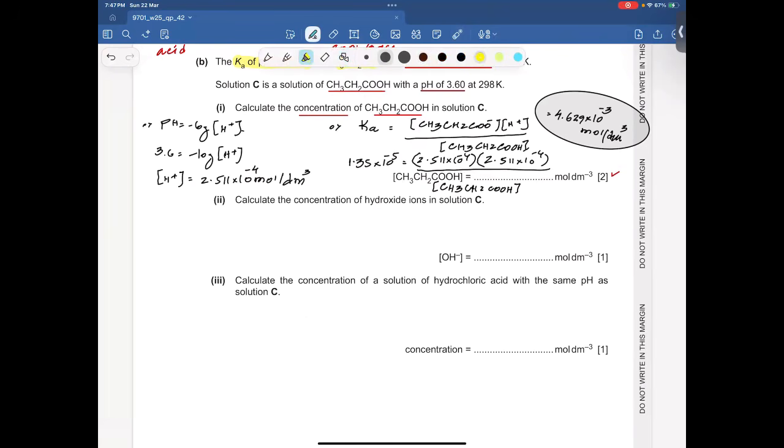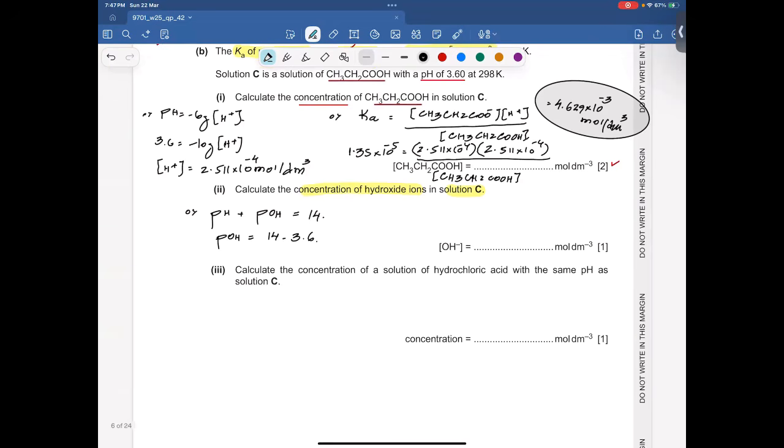Calculate the concentration of hydroxide ion in solution C. In order to get the concentration, first I need to find the value of pOH. For that, I'm going to use this expression: pH plus pOH equals 14. So pOH equals 14 minus 3.6. So the pOH value is going to be 10.4.